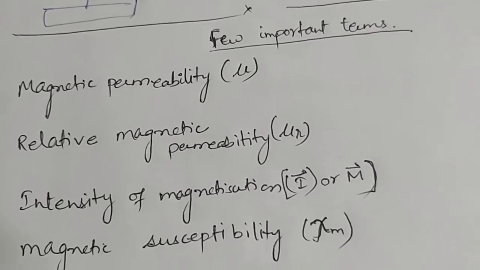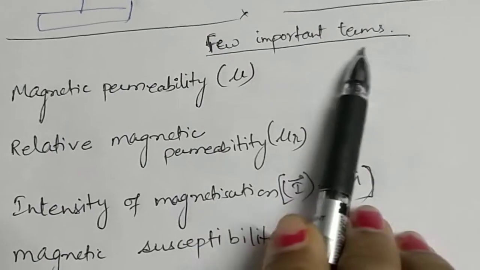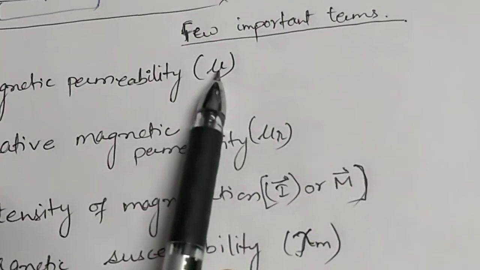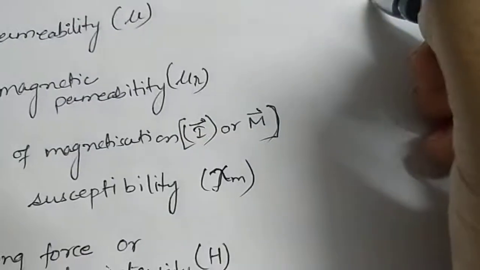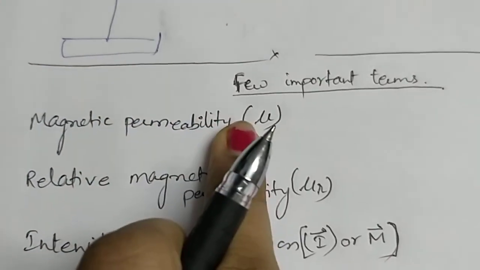So there are a few important terms related to magnetism. We will discuss first a few important terms related to it. The first one is magnetic permeability, whose symbol is mu.